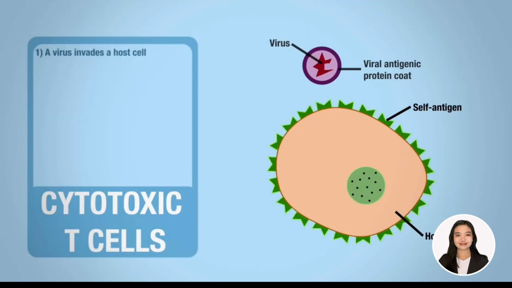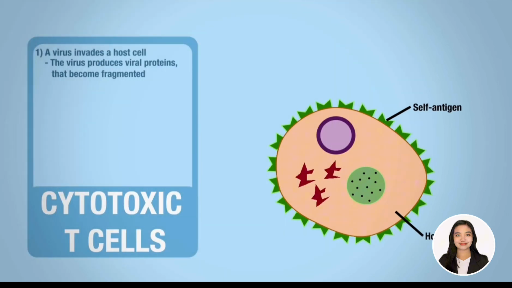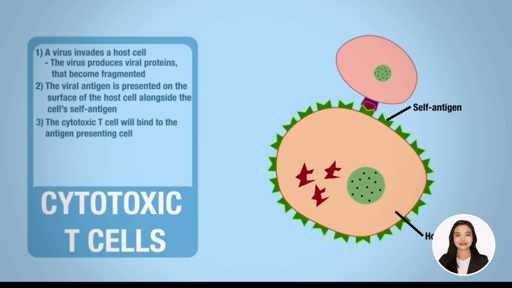So we have here pictures and a diagram that shows how cytotoxic T cells work. So first, a virus invades a host cell. The virus produces viral proteins that become fragmented. The viral antigen is presented on the surface of the host cell alongside the cell's self-antigen. The cytotoxic T cell will bind to the antigen-presenting cell.